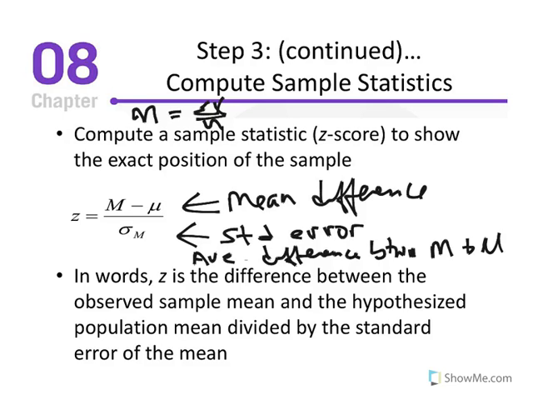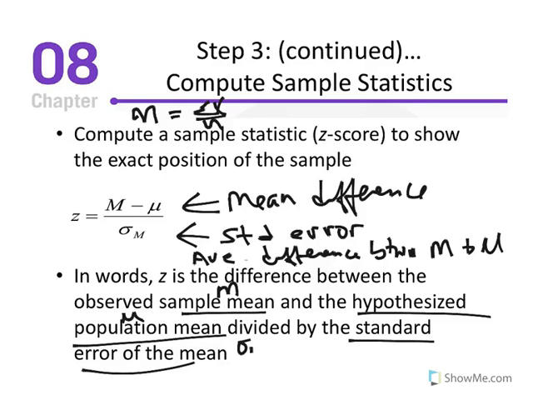of a value in relation to the center value, the mean of a distribution. In other words, this equation can be expressed as z is the difference between the observed sample mean, again that's M, and the hypothesized population mean, mu, divided by the standard error of the mean, which is sigma sub M. So again, by converting that sample mean into a z-score, we've standardized that value so that we can make comparisons and then also utilize the unit normal table to determine the probability of that sample mean occurring if the null hypothesis is true.